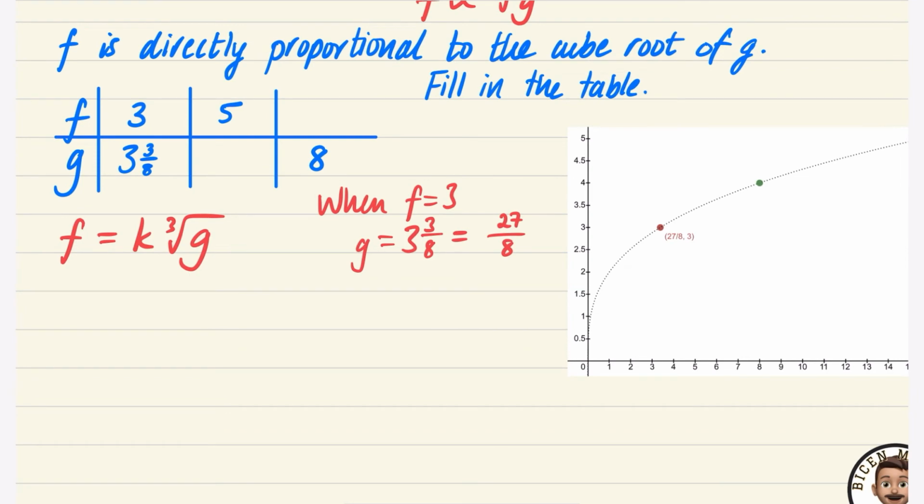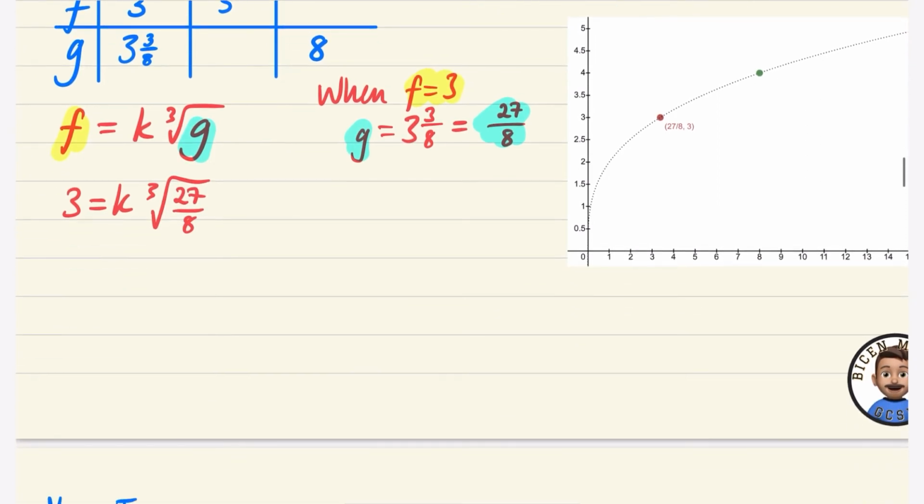Now I'm going to use that information to help me find out what k is equal to. So I'm going to take this f being equal to 3 and put it in here. And I'm going to take this g being equal to 27 over 8 and put it in here. So 3 is equal to k multiplied by the cube root of 27 over 8. Now when you do the cube root of 27 over 8, you're going to do the cube root of 27 and the cube root of 8. So the cube root of 27 is 3, and the cube root of 8 is 2. So to solve this equation, I'm going to get rid of this divide by 2 by multiplying by 2, so that 6 is equal to k multiplied by 3. And you can see that k is going to be equal to 2, but I'm doing that because I do 6 divided by 3. So k is equal to 2.